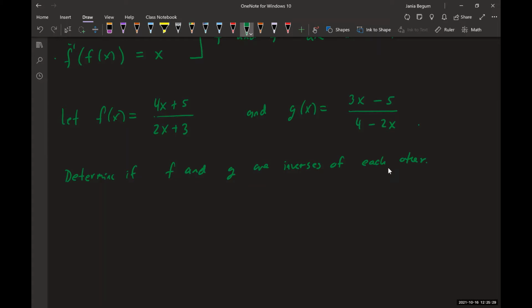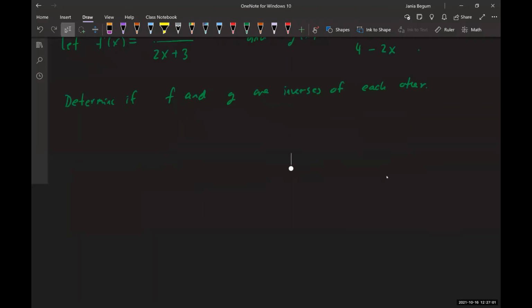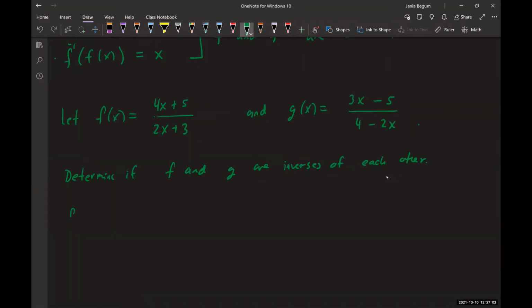I'll have you guys just think about it for 1 minute. Okay. So you want to compose f and g, and you get x, and then we'll also do g with f, and we'll show that gives us x as well. So let's do that.